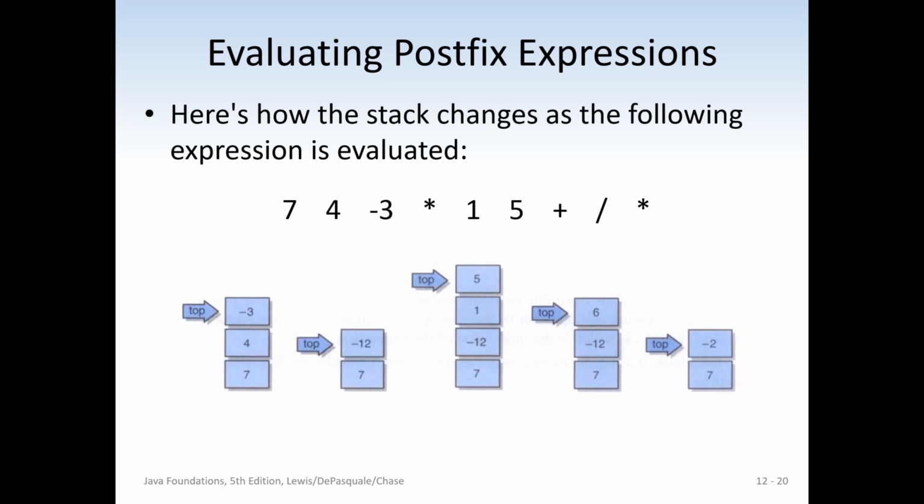So we have this: 7, 4, negative 3, times, 1, 5, plus, divide, times, right? Looks really weird. Super easy to evaluate with a stack. We push 7, we push 4, we push negative 3, right? Now we see multiply, that's an operator. We pop the top two operands, that's negative 3, then 4. We multiply, that's negative 12. We push that on the top, right?